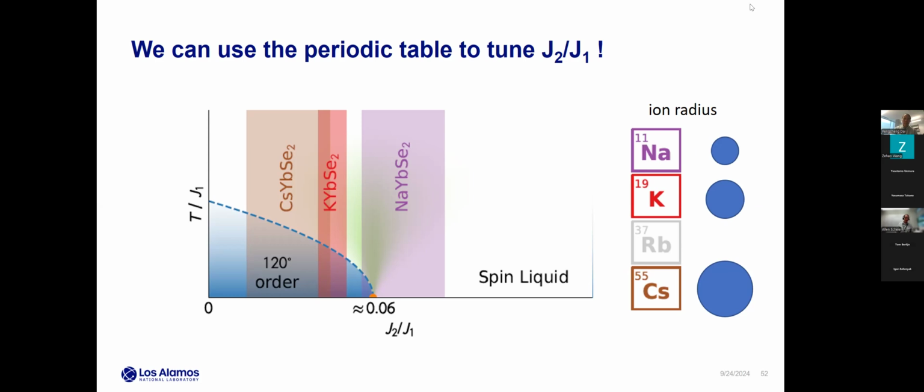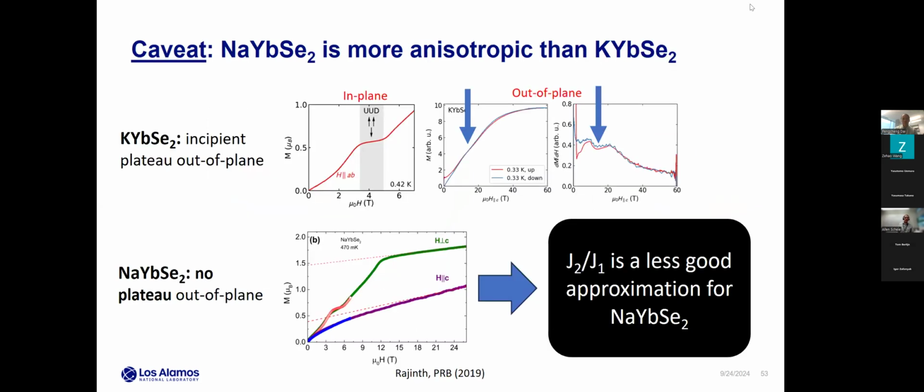Well, at first we needed to be careful. Next slide, please. Because the sodium ytterbium compound definitely has more anisotropy in its Hamiltonian than the potassium compound. I won't go into detail for the sake of time, but in the potassium compound, we see at least indications of an out-of-plane plateau, but there's no such indication in the sodium compound. And you should see a plateau in both directions if you have a perfectly isotropic Hamiltonian. So the Heisenberg J2/J1 is a less good approximation for sodium ytterbium selenium-2.